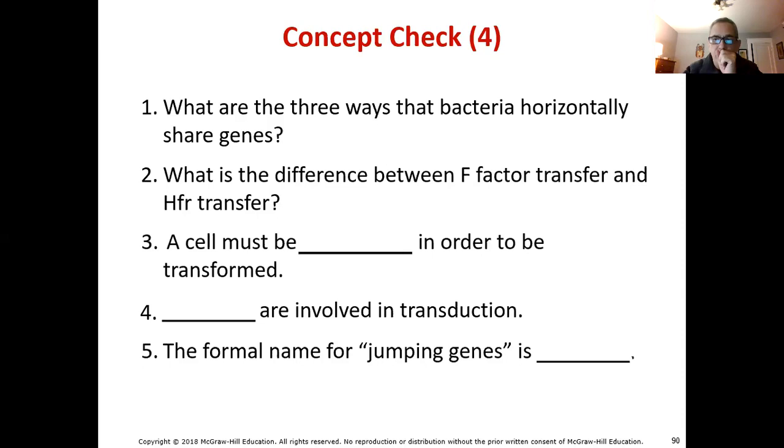The difference between the F factor transfer and high frequency transfer in conjugation is that in the F factor, the entire plasmid is transferred across. In the high frequency recombinant, some of the chromosomal DNA is transferred. A cell to be transformed must be competent in order to pick up some genetic material from the environment. Viruses called bacteriophages are involved in transduction. And the formal name for jumping genes, as they're called, is transposons.